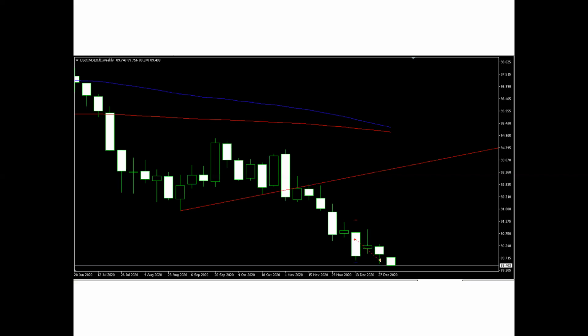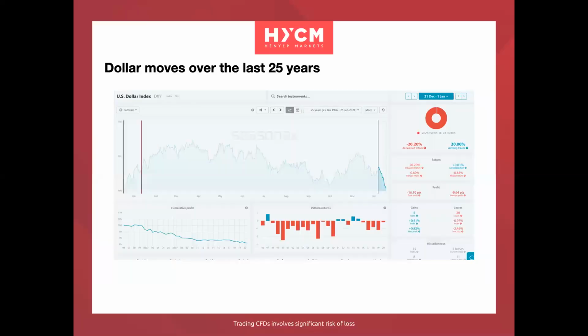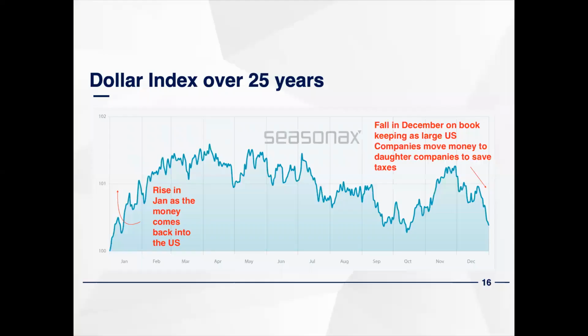Now, at the start of the year, do you remember what we saw? We saw that at the start of the year, the dollar index tends to rise. You can see the left-hand side, money comes back into the US. And so I was not going to be holding the position into the end of the year, because I knew that the dollar tends to rise as money comes back into the US.